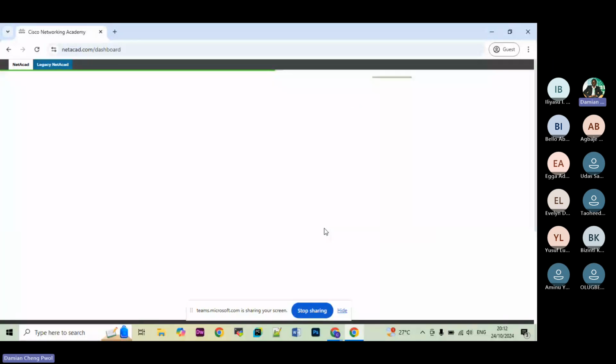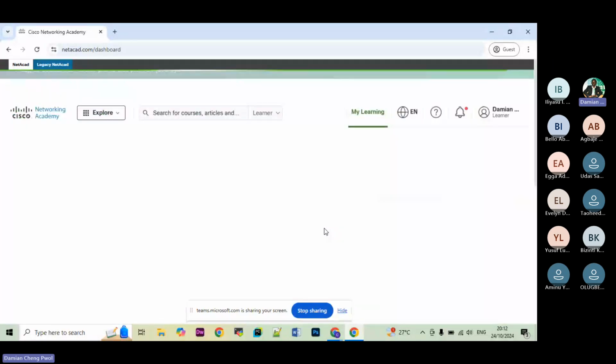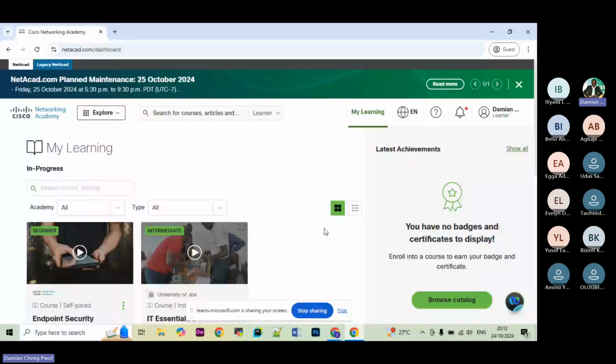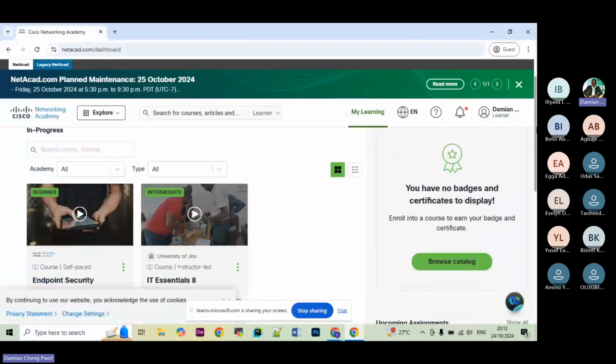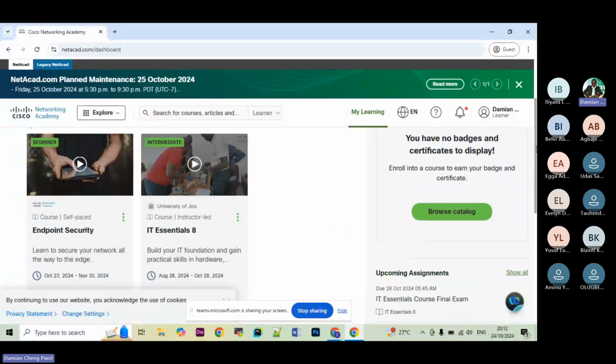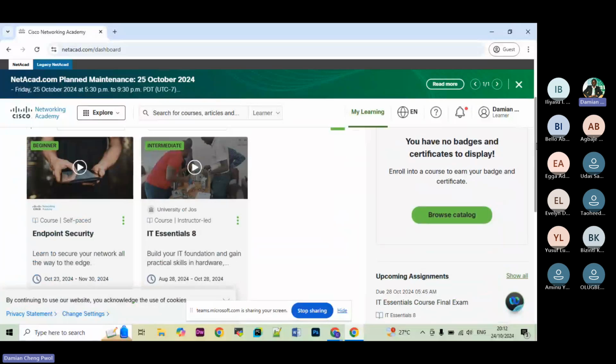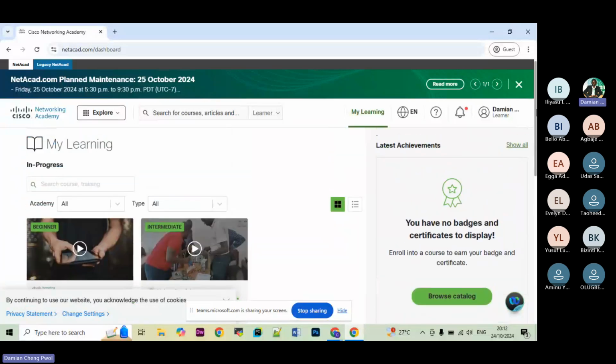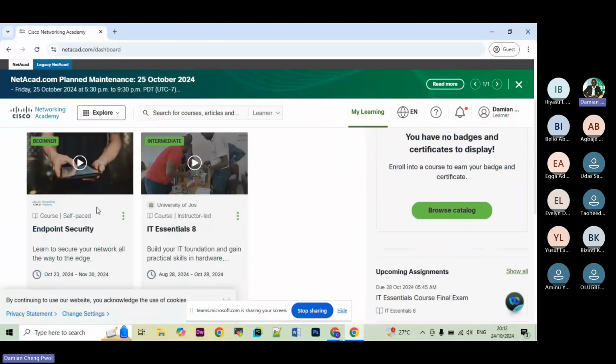You will now be redirected to your dashboard. So this is how your dashboard should look like. For some of you, if you are enrolled into multiple classes, it will be shown this way. So in my own case, I've been enrolled into 2 classes. I have Endpoint Security, IT Essentials 8. So you can have even more than what I have on the screen here.